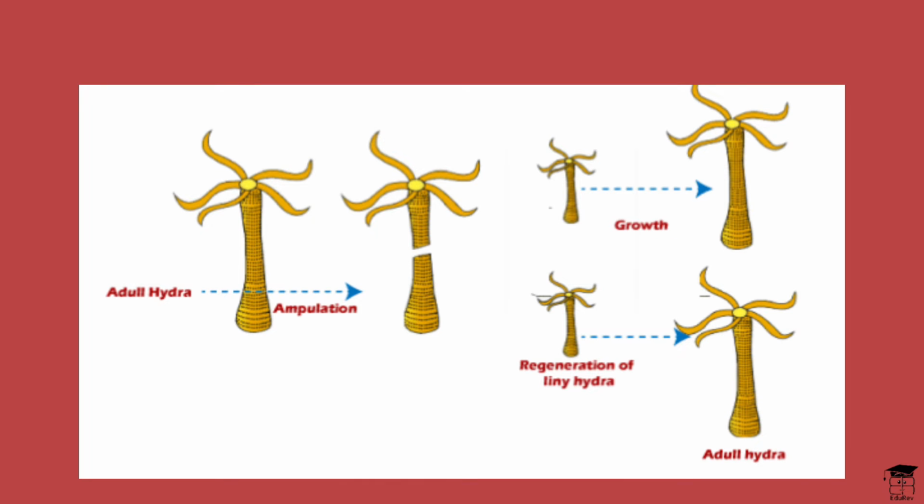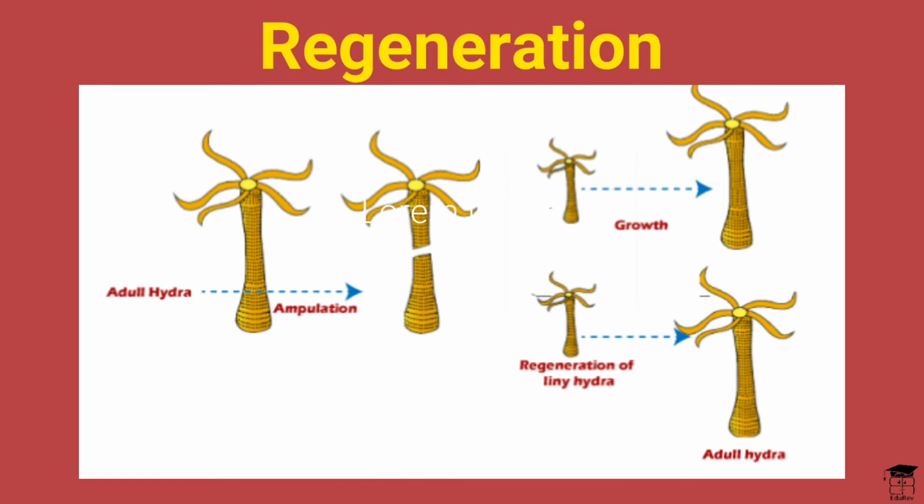Regeneration. Now in this type of asexual reproduction, the organism breaks into parts, but each part is not completely sufficient to live as a new individual. Thus, first the missing part of the organism is repaired by the proliferation of the cells and then it lives off independently. For example, hydra, planaria and sponges.